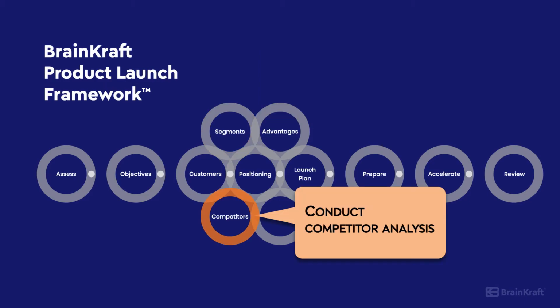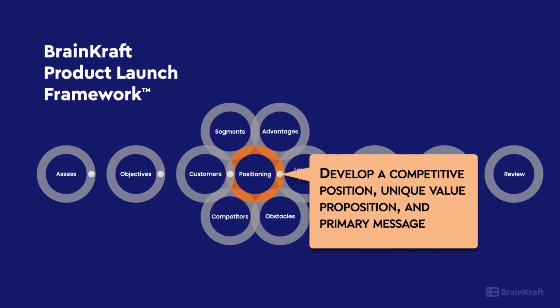Market segments reveal the field of competition. In the Competitors donut, you learn about your competitors and how you're going to beat them. Now that you know your customers and your competitors, you develop the 3 activities of positioning: finding a competitive position, identifying a unique value proposition, and creating a primary message.